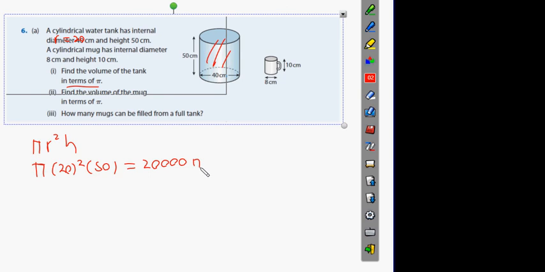Find the volume of the mug. Well, the volume of the mug is the same thing, it's pi r squared h, so it's going to be pi times, once again the radius is 4 because it's half of the diameter. Pi times 4 squared times 10. What we're going to get there is 160 pi.